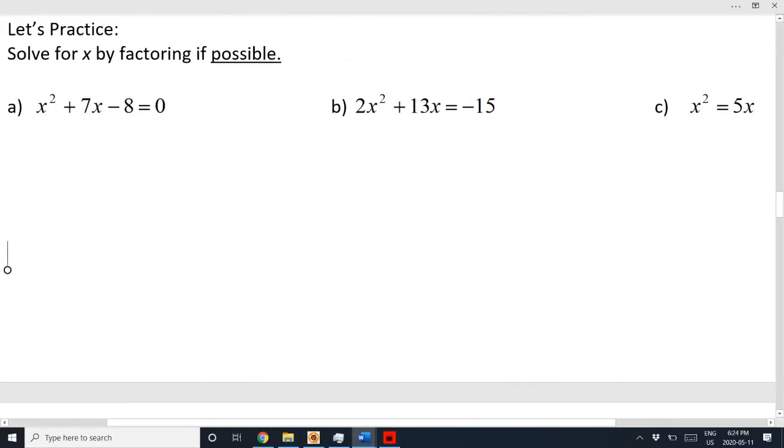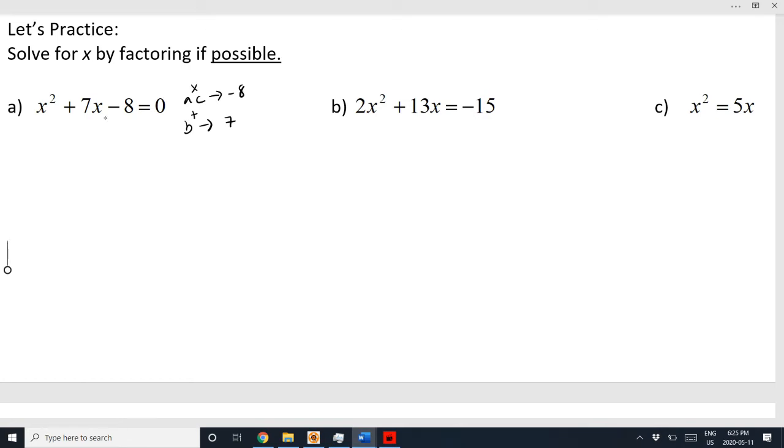So let's practice. Let's solve for x by factoring if possible. Okay, so here we have our equation, x squared plus 7x minus 8 is equal to 0. So we have to find two numbers that multiply to a times c. In this case, a times c is 1 times negative 8, which is negative 8, but add up to b, in this case, b is 7. Can you think of two numbers that multiply to negative 8, but add up to 7?